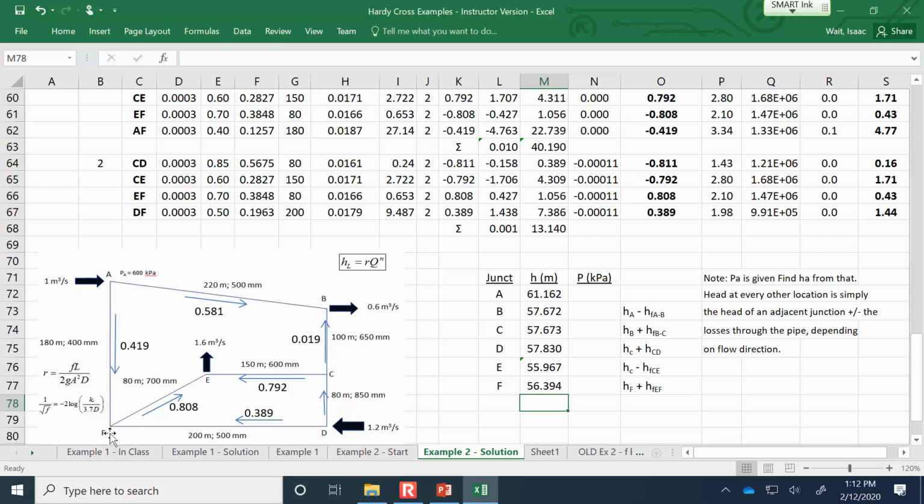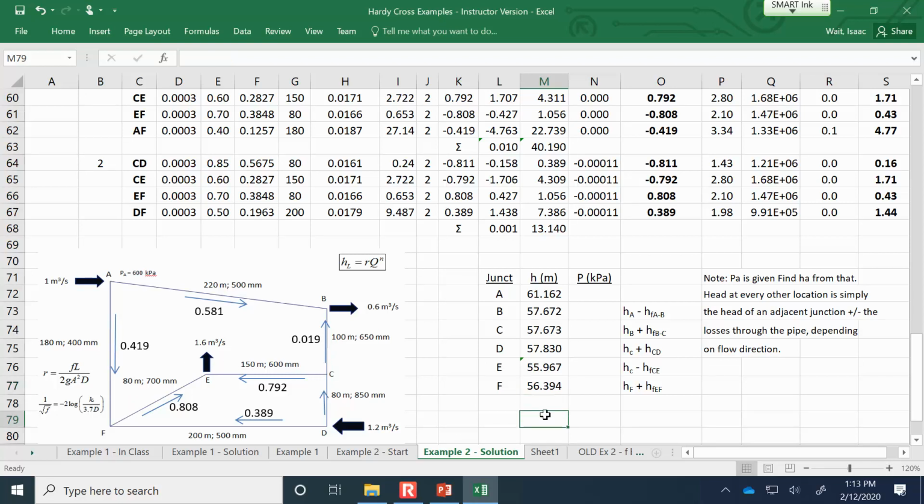Let's just double check junction F, because I got to junction F by starting at the head at A and finding the head at B, then C, then E, and finally F. The other way I could find the head at F is just going directly from A towards F. So as a check, let's say the head at A minus the losses through AF. So here's the losses through AF, and 56.394 is the same as if I calculated the head through this more circuitous indirect route.